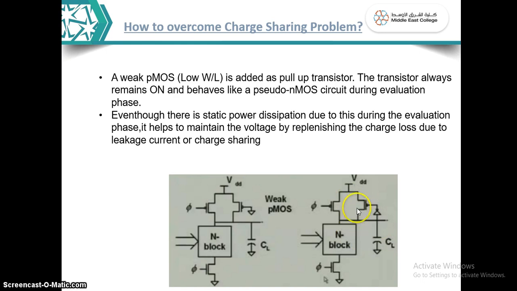So by using this circuit, by using a weak PMOS added as a pull-up network, whose input is connected to the output of the circuit through an inverter, you are overcoming the static power dissipation problem. At the same time, it will help in maintaining the voltage at the output without affecting the charge leakage or charge sharing problem. So this is a way we can overcome the charge sharing problem or even the charge leakage problem in a dynamic CMOS gate. So now we will move to our next disadvantage.